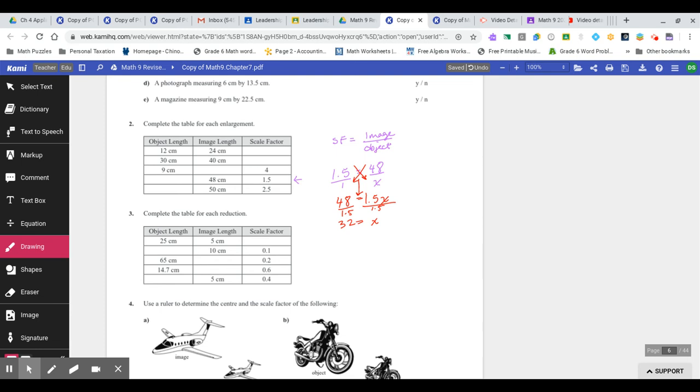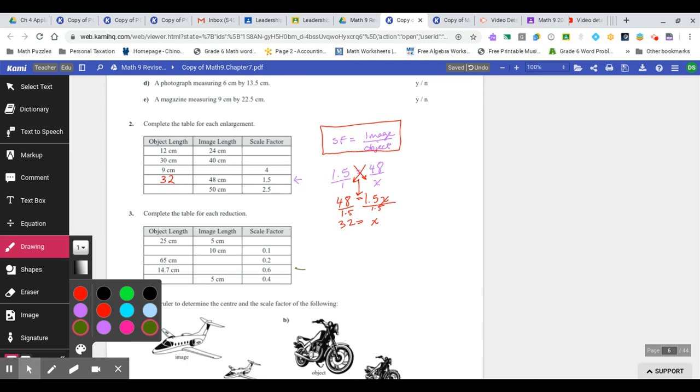So that is my object length. That is an example of how to fill out these tables. You can start with your formula, plug into your formula, and then cross multiply and solve. Should work every time. I can show you one more example down here. Maybe I'll change colors again.